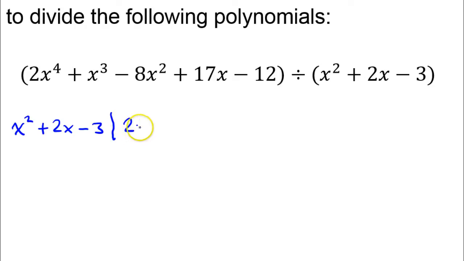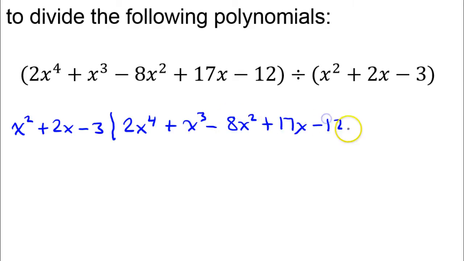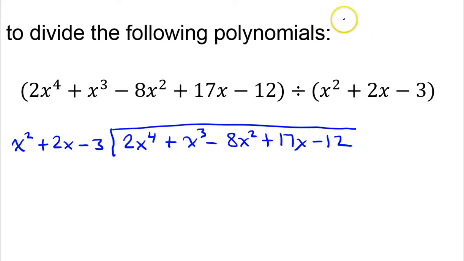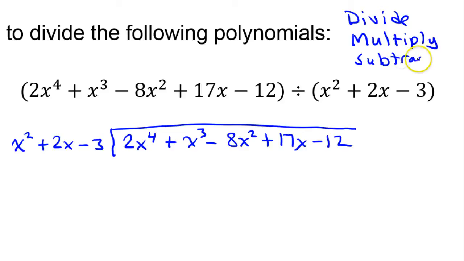Okay, and now I'm going to have 2x to the 4th power plus x to the 3rd power minus 8x squared plus 17x minus 12 on the inside of this thing. So, we are going to follow the 3 steps that go like this. We're going to divide. We're going to multiply, and then we're going to subtract.